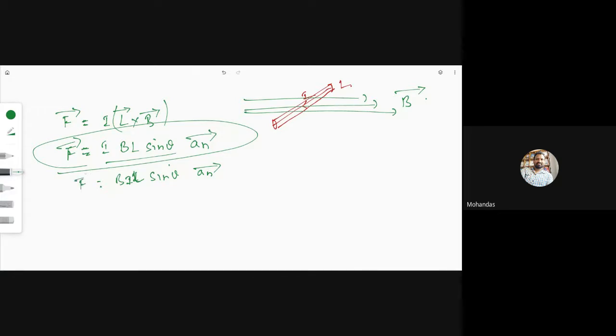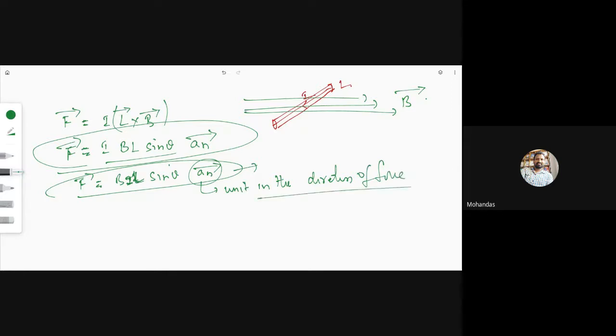So this is the force. Force equals BIL sin theta AN, and AN is the unit vector in the direction of force. Now, there is a magnetic field B and the current I is flowing in this direction, and the force is exerted on this conductor according to the Lorentz force equation. Now how to find the direction of the force?